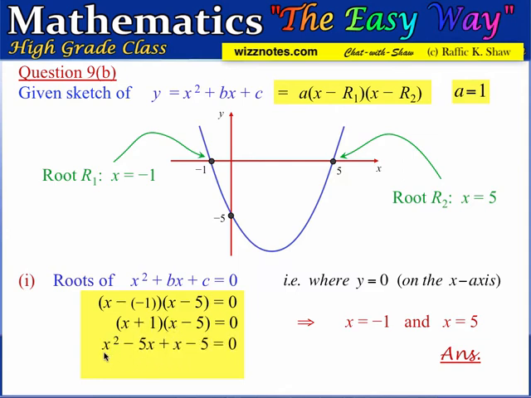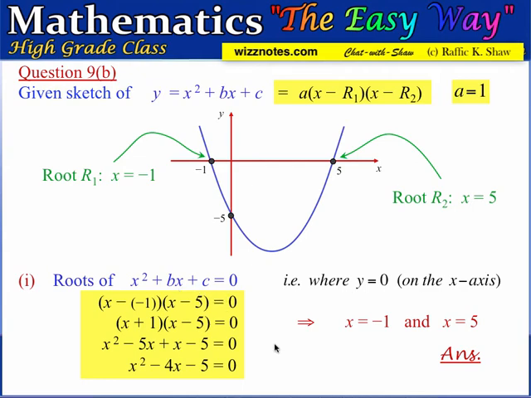X multiplied by x is x squared, x multiplied by -5 is -5x, and then 1 multiplied by x is x, and 1 multiplied by -5 is -5. And when we reduce this, we end up with x squared minus 4x minus 5 equals 0. That is, -5x plus x gives us -4x here. The x squared comes back here, -5 comes back here, and so this is our quadratic equation. And now if we compare this quadratic equation with this, we see that b is equal to -4 and c is equal to -5. That is, plus b is equal to -4 and plus c is equal to -5. And that is one way we could use our root to derive the value for b and c.